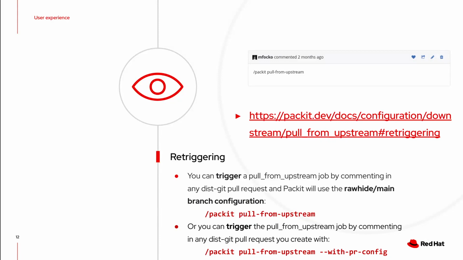You can trigger the pull from upstream job by commenting on any dist-git pull request. If no option is given, then Packit will take the configuration from the rawhide main branch. Using the with PR config option, Packit will take the configuration from the same pull request.